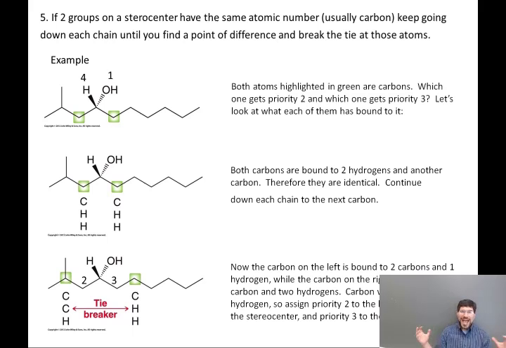Note that even though the hexyl group is larger overall, having 6 carbons, than the isobutyl group is, the rules, as we put them into practice, still have us assigning priority 2 to the isobutyl group.